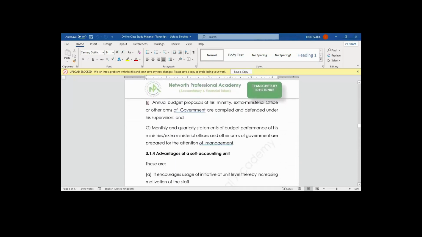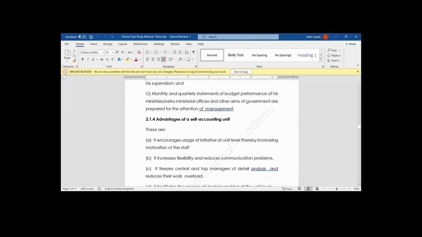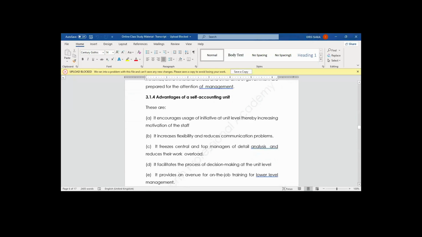For the sake of time, let's look at the advantages of self-accounting units. Number one, it encourages the usage of initiative at unit level, thereby increasing the motivation of staff, because they will prepare their own financial statements by themselves. They have their own accounting unit. It serves as a motivation to their staff.